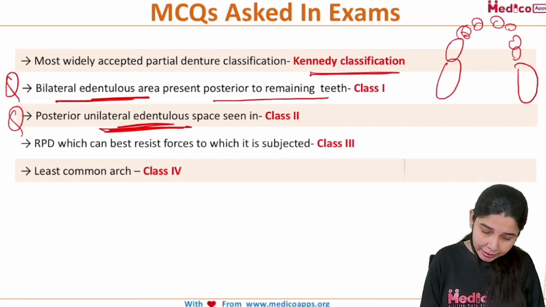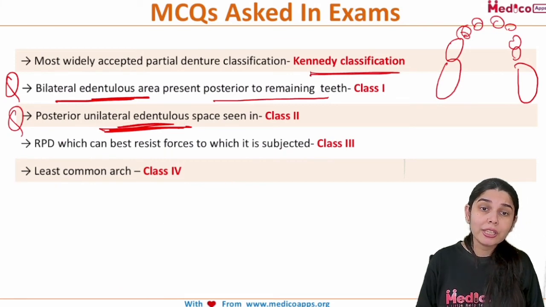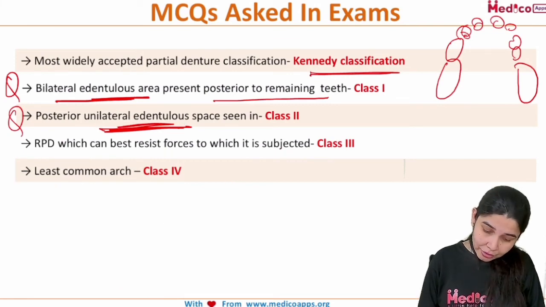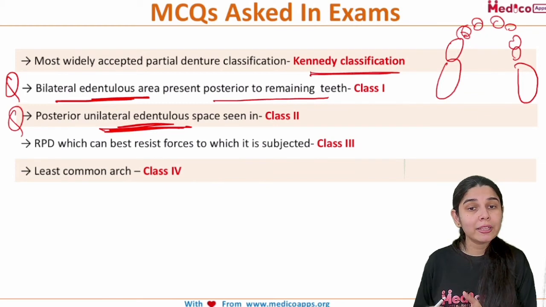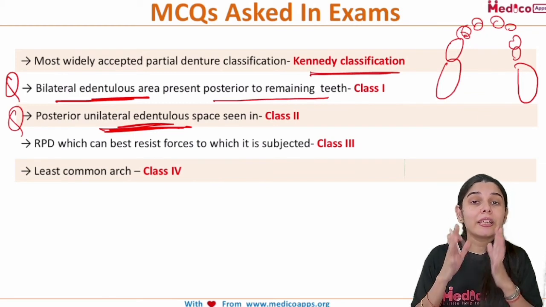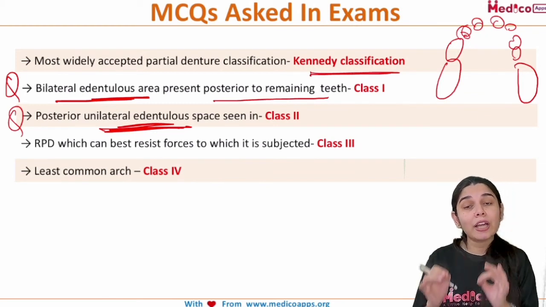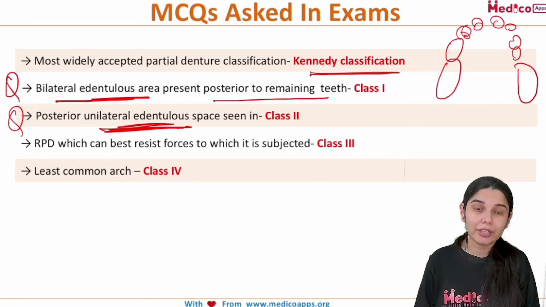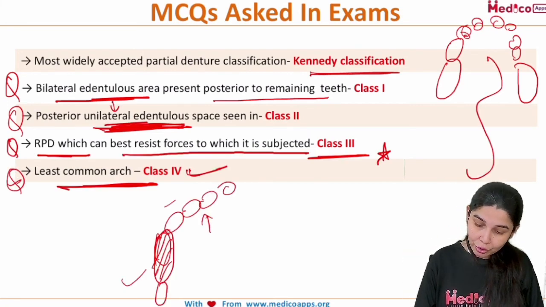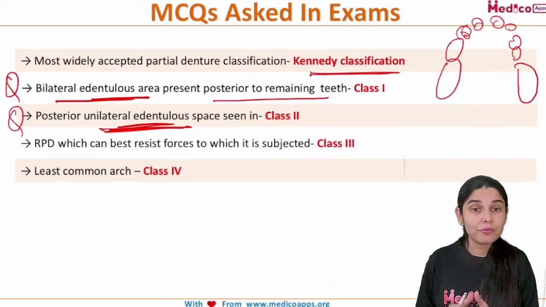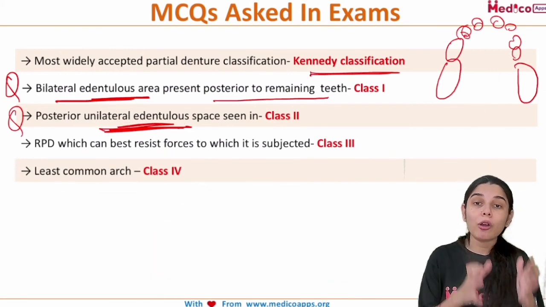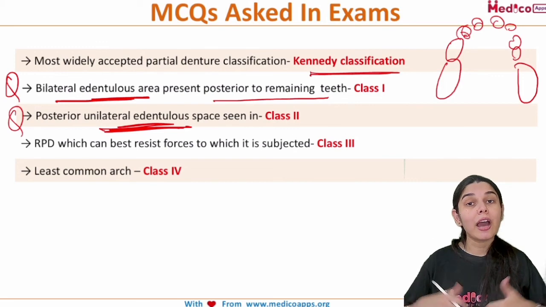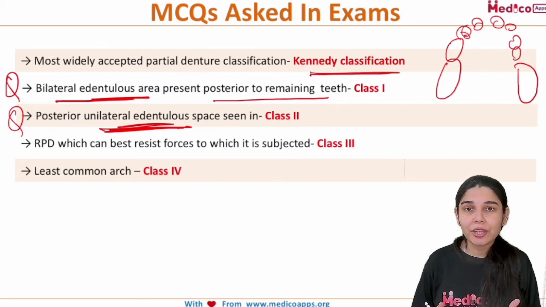And lastly, coming to another question: the least common arch. What is the least common arch? The least common arch will be class 4. What do you mean by this question? This means that this is the least common arch found in a patient's oral cavity. So I hope you have understood all these 4-5 questions which I have discussed with you, and also the question which we have resolved around Kennedy's classification.